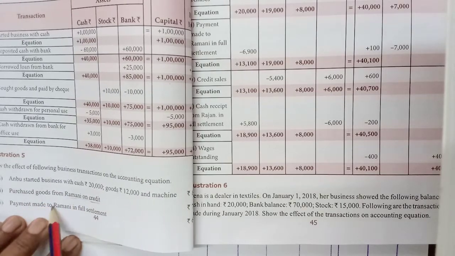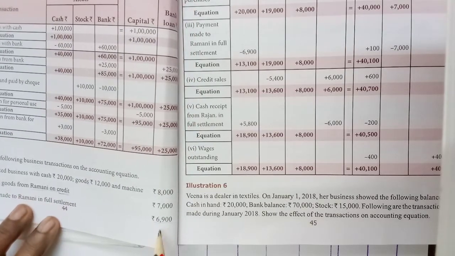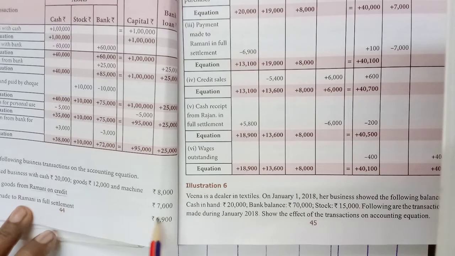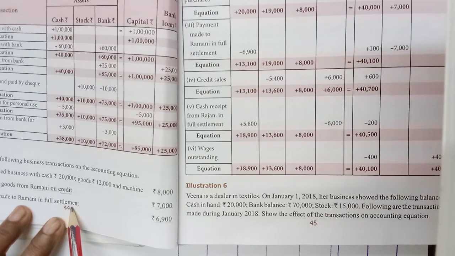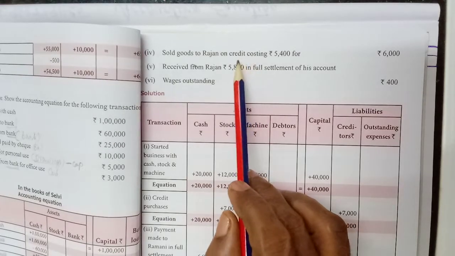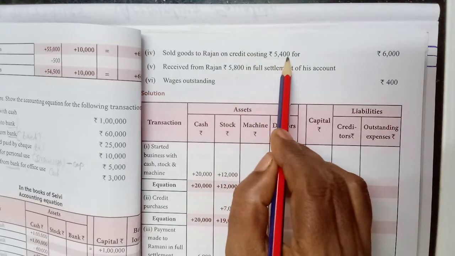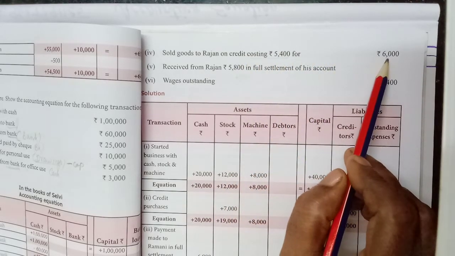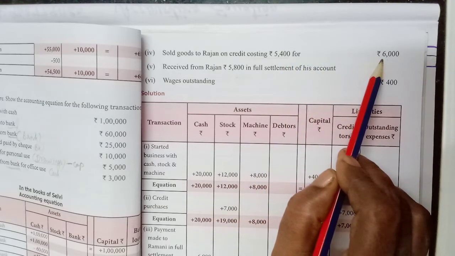Okay, then payment made to Ramani in full settlement, 6,900 given. Okay, if we have purchased for 7,000, we are paying 6,900, so that 100 is a gain for us, so it will be added along with the capital. Okay, any gain we should add. Then sold goods to Rajan on credit 5,400. That means that goods stock is reducing by 5,400. We are selling for 6,000. So the remaining 600 is a gain. So it will be added along with the capital.